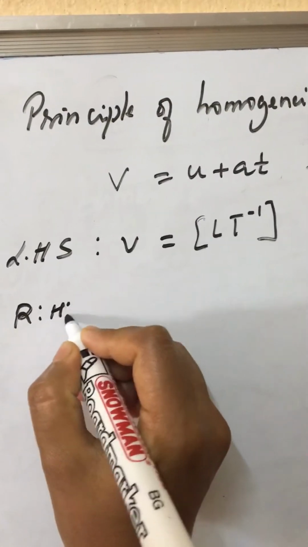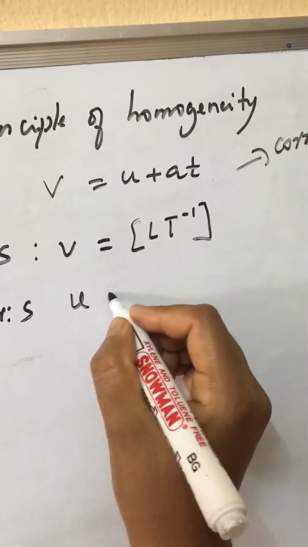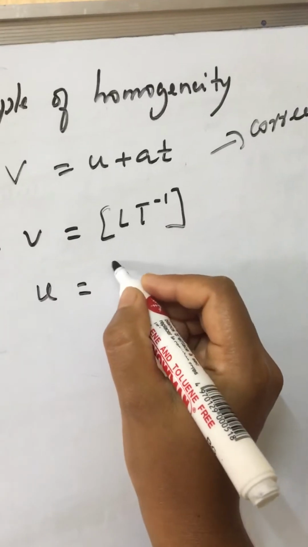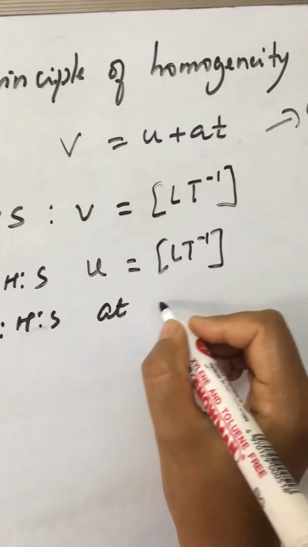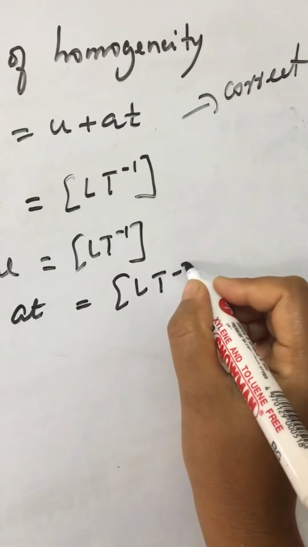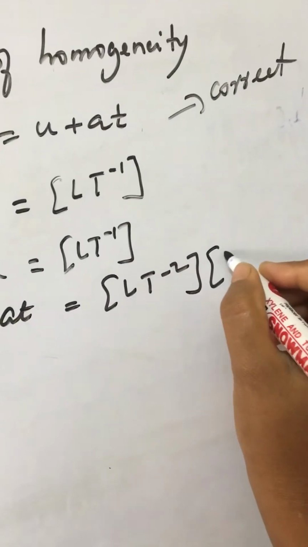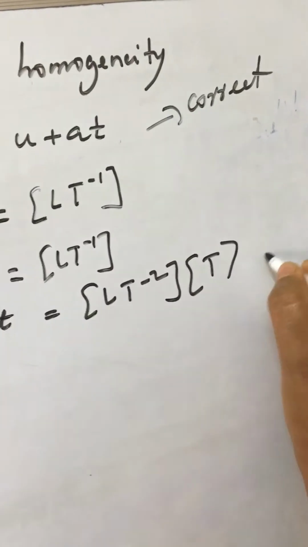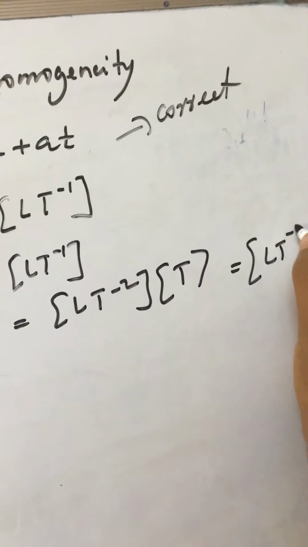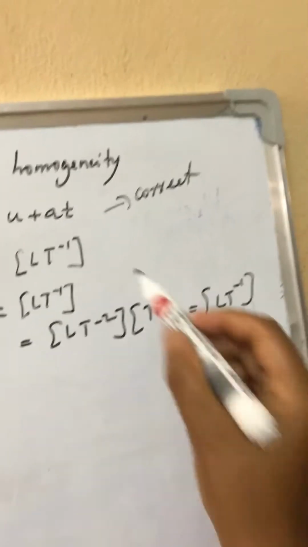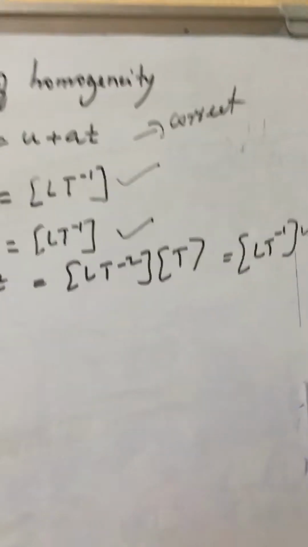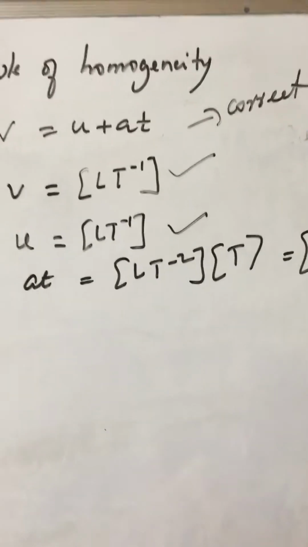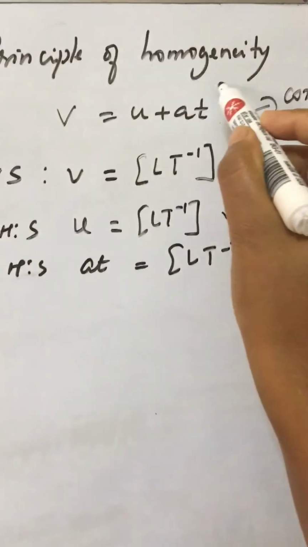In the RHS there are two terms. u: what is the dimension of u? This is LT to the power minus 1. The other term is at. Acceleration is LT to the power minus 2, and the other is t. So T to the power minus 2, T to the power 1, gives T to the power minus 1, so LT to the power minus 1. So what we have seen is that the dimension of each term is the same. This means this equation is correct. Understood? So I can check by means of dimensional analysis whether the equation is correct or not.